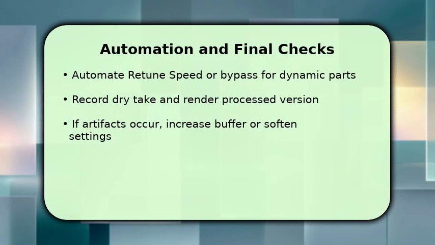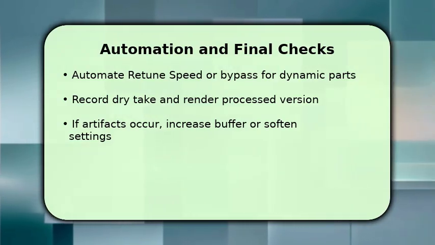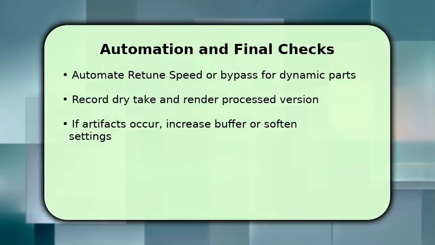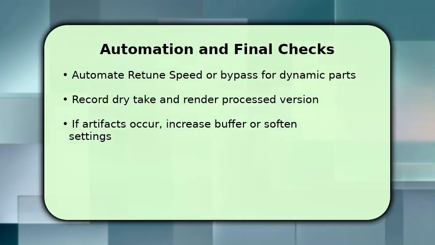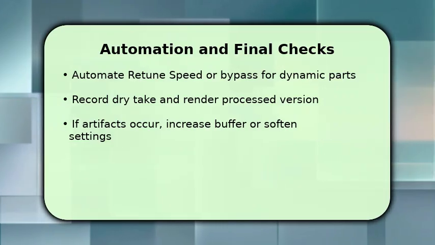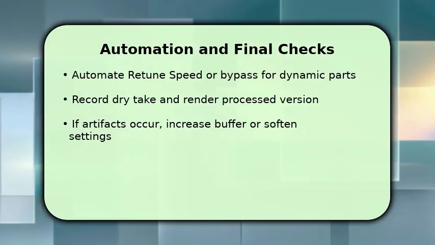Finish by automating retune speed or bypassing Auto-Tune for sections that need natural expression. This gives dynamic control across the song. Render a test mix and compare dry versus processed takes so you can commit to the best blend. Make sure to check output latency and freeze or bounce tracks if CPU spikes occur.